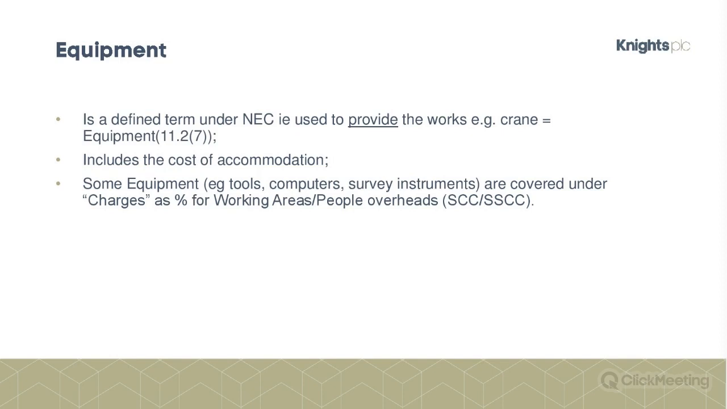Right, so the next category, equipment. This is plant and machinery, basically. It also includes the cost of accommodation, so site accommodation, etc. And this last bullet point, some of the equipment is covered in the charges section. So I mentioned that earlier, things like small tools, the kit that goes inside the site cabins, things like that.